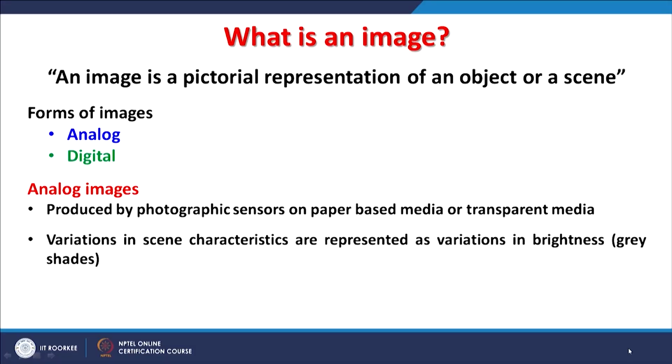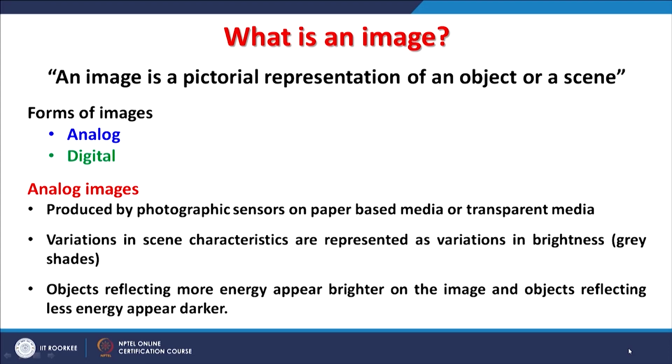There are variations in scene characteristics which are represented as variations in brightness, and generally the aerial photographs which we used to use were in black and white or in shades of grey. That is a very common thing, but later on colored aerial photographs were also available, but all of those were taken by a photographic camera on a film itself.